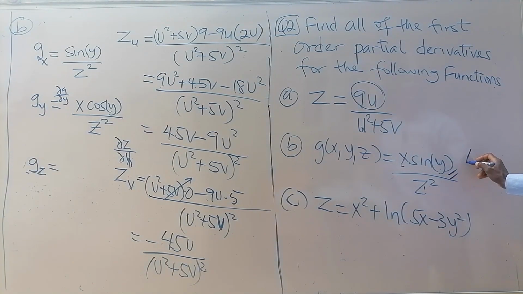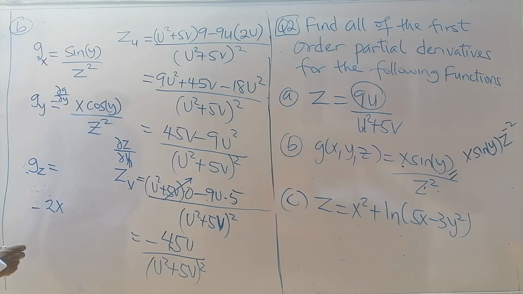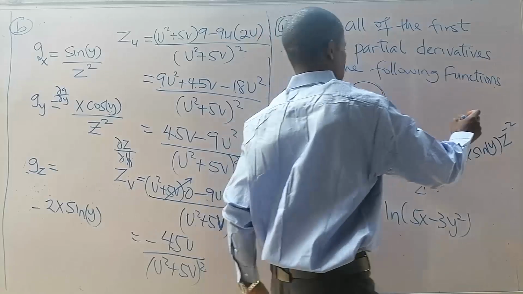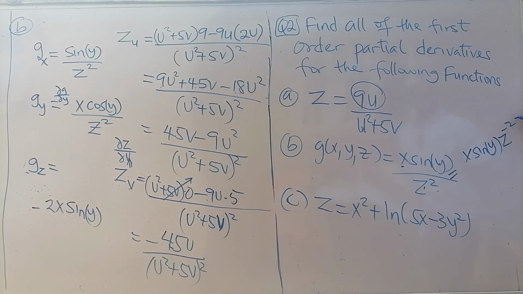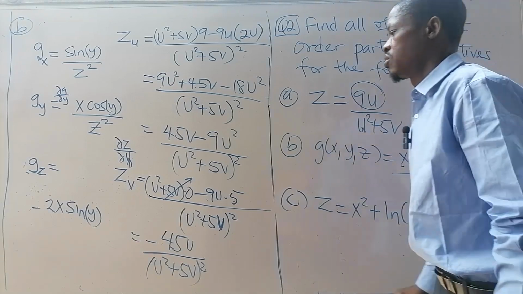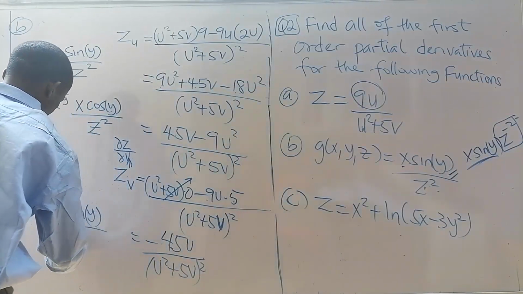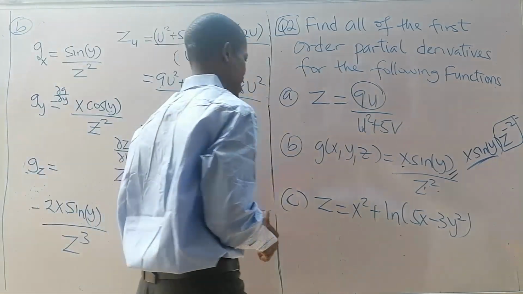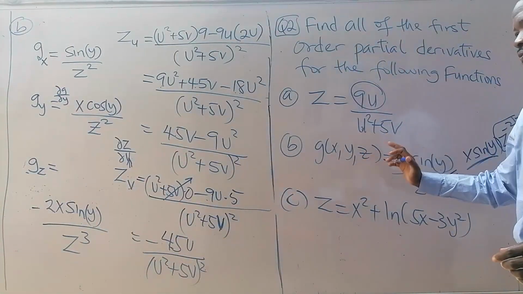This one, as algebra, will be z to the power minus 2. So if you differentiate that, minus 2x sine y times z to the power minus 3. You're only differentiating this one, you are keeping these two functions constant. So all over z to the power 3. So that's that on the partial differentiation of this function.